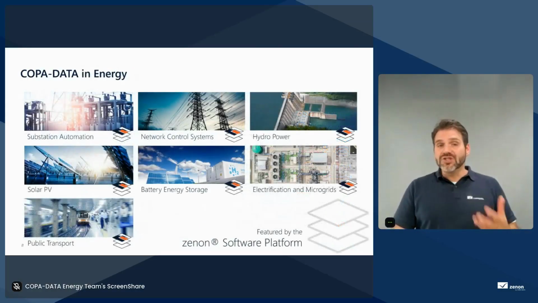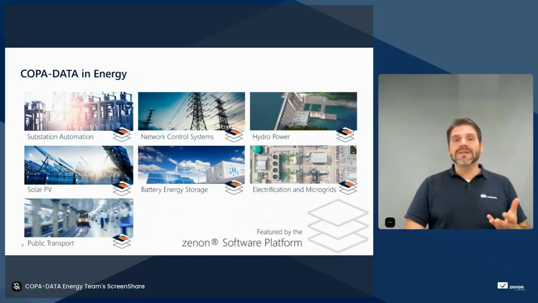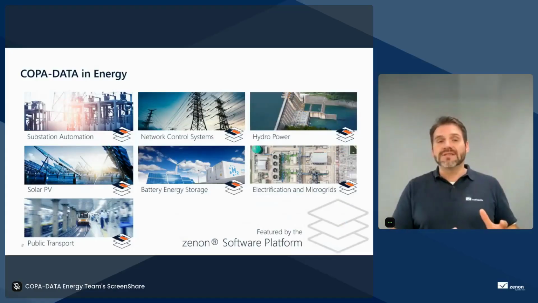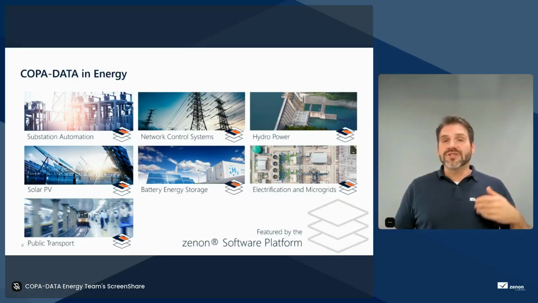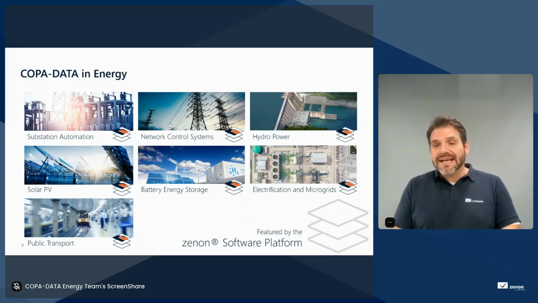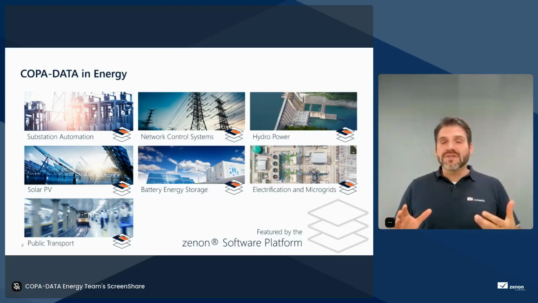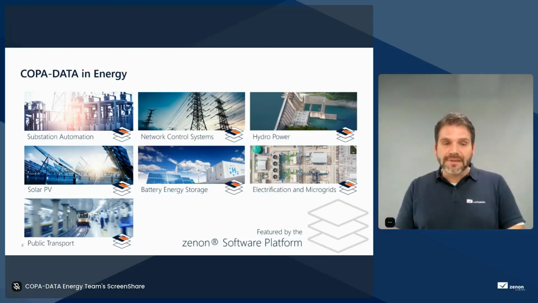Now, in energy, the zenon software platform is used in several subsegments. For example, substation automation or network control systems for utilities. A number of renewable processes like hydropower or large-scale solar PV or large-scale battery energy storage. Industry electrification and microgrids is one of our segments, and the system is also used in infrastructure applications and public transport applications.